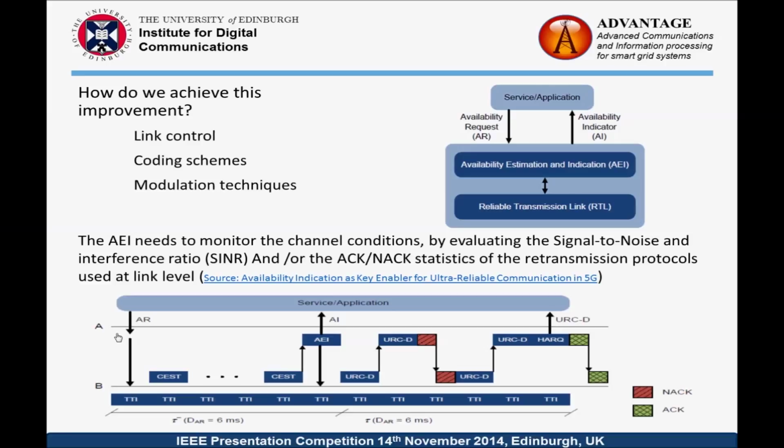Then the transmitter tries the first transmission, but the receiver cannot decode the data, so it sends a no acknowledgement to the transmitter. Another retransmission happens in the next time interval, and this time the receiver decodes the data and sends the acknowledgement. With this very simple link control, we can ensure that we receive the data and everything is okay.